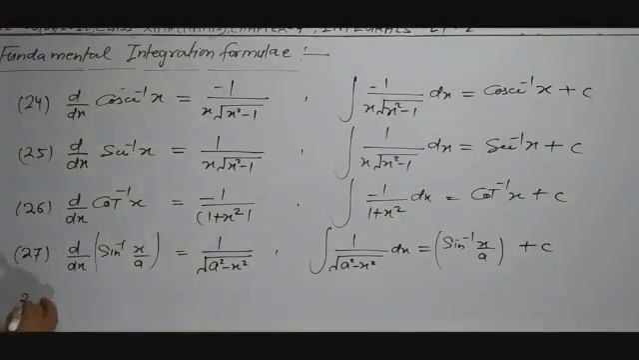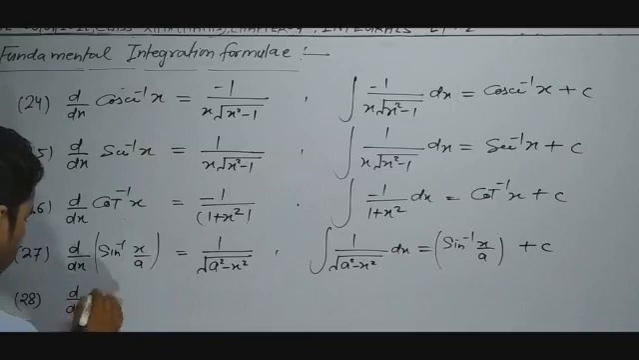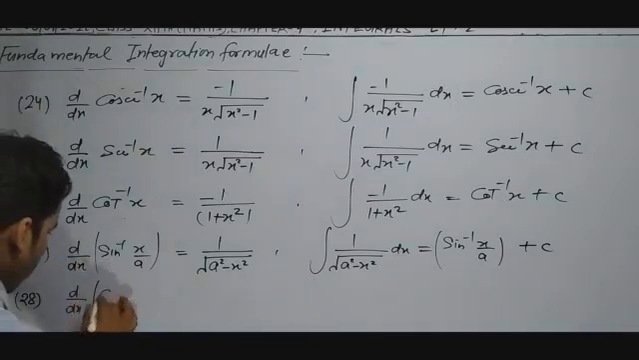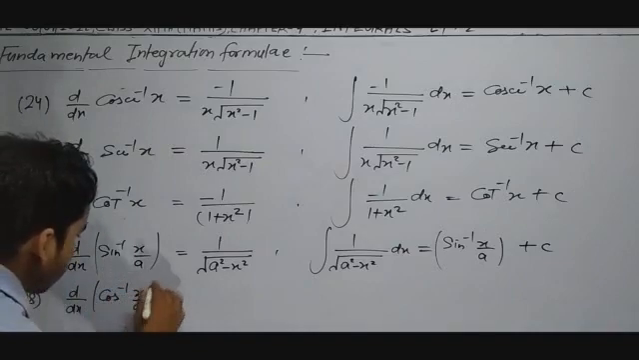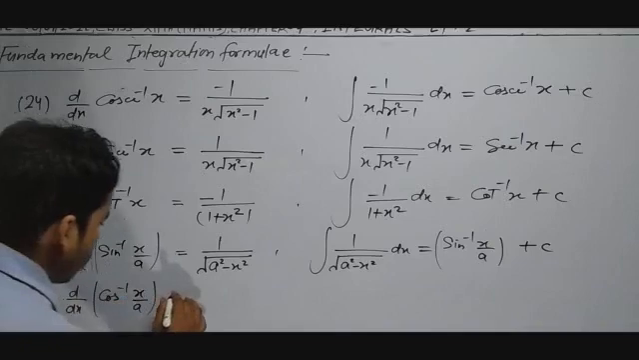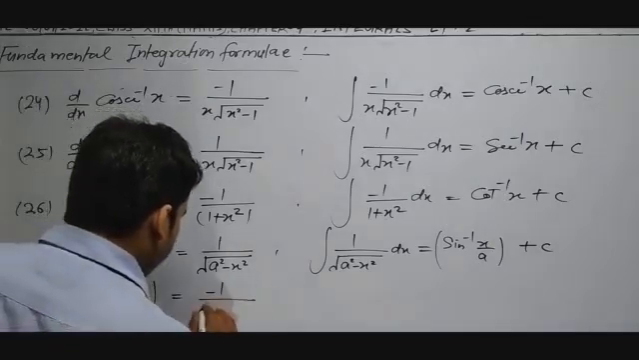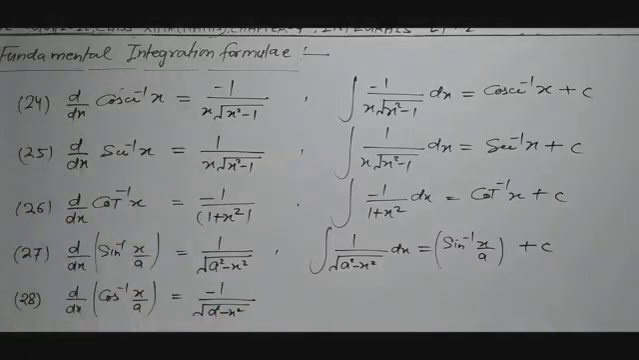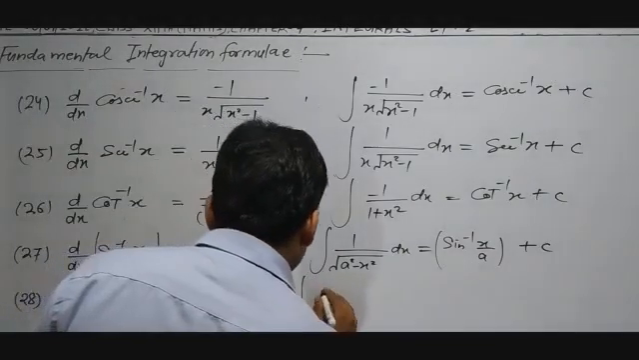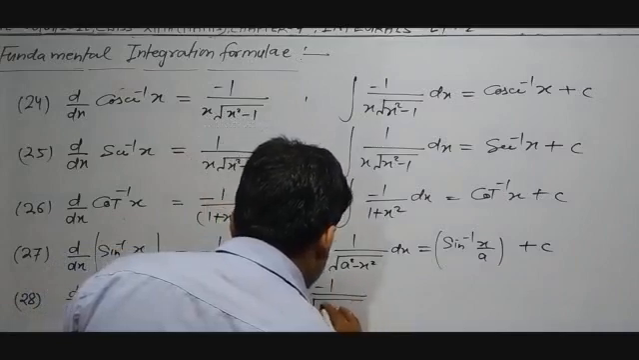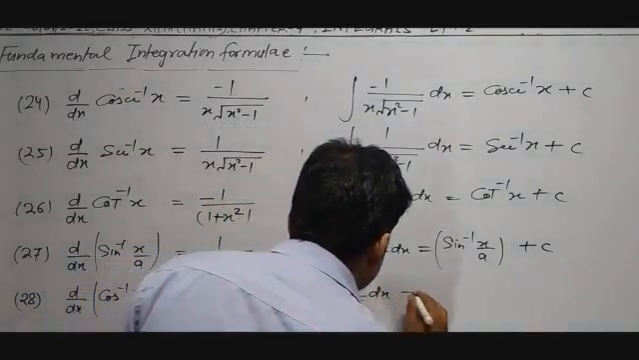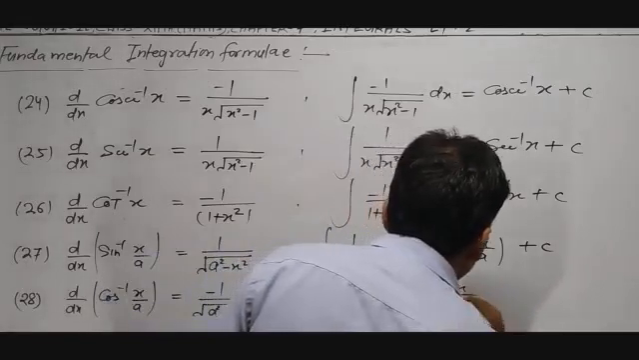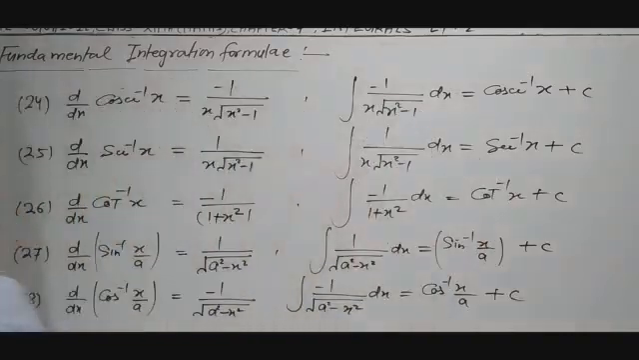Now come to formula 28. Formula number 28 is similar to formula number 22. d by dx of cos inverse x by a, its result is minus 1 upon root over a square minus x square, and its antiderivative result will be: integration of minus 1 upon root over a square minus x square dx, result is cos inverse x by a plus c. Now formula number 28 is completed.